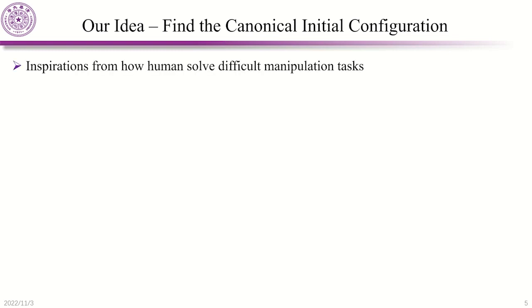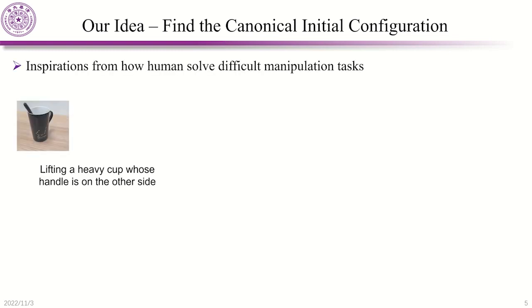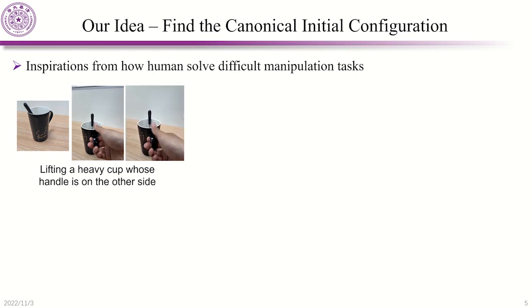So how do we tackle this problem? Our idea comes from how humans solve difficult manipulation tasks. For example, if we want to lift up a cup whose handle is on the other side, far from us, we will not directly lift it up. Instead, we will first turn it around and then lift it up.